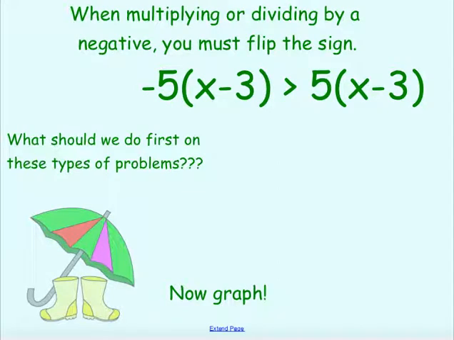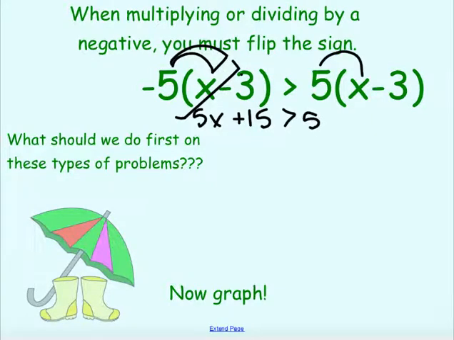I'm just going to show a couple more examples here. Now, on these type of problems, remember, we should probably expand first. There are other options, but for right now, let's just expand. And we get a -5x and a +15 is greater than 5x and -15. So in this case, I'm going to move all of my variables to that left side. That's where I want them anyways.